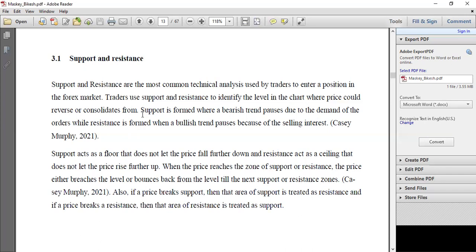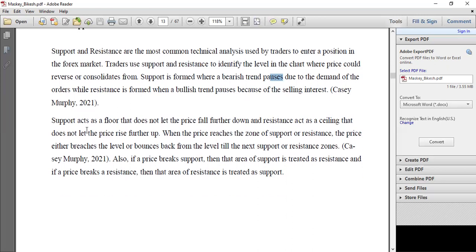Now, what do we mean by support? Support is formed where a bearish trend pauses. When a bearish trend is exhausting, which we describe with the word pause, it could be due to the demand of the orders, while resistance is formed when a bullish trend pauses because of selling interest. Due to the demand of the buyers who are waiting, expecting price to push up, that demand can also force the market to be bullish.